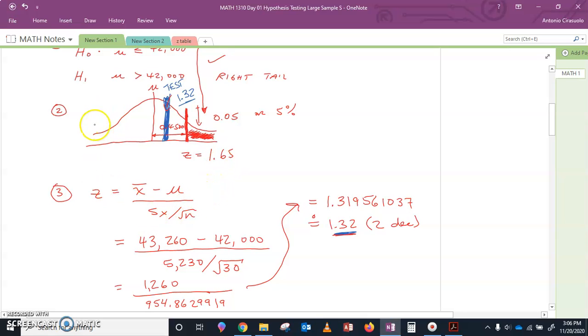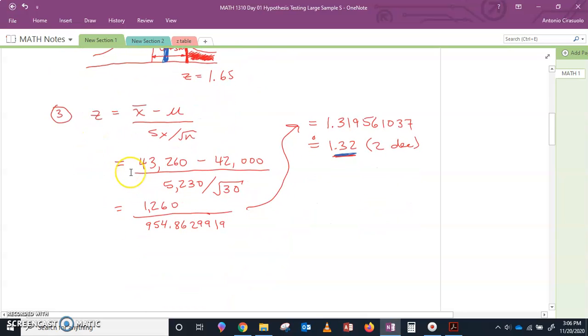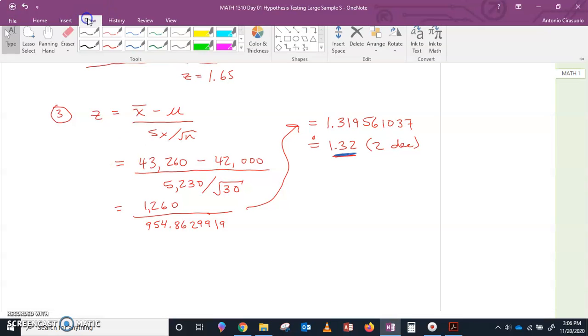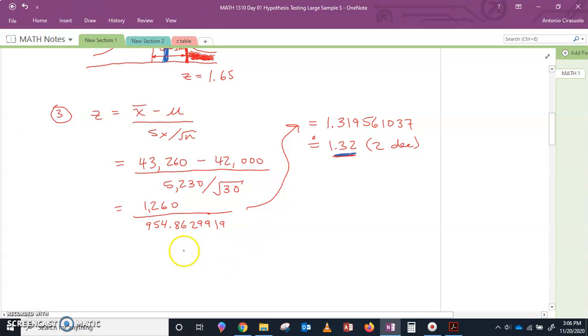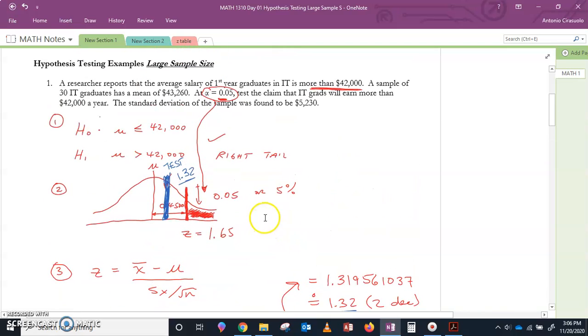So by making our decision, what is the decision that we make? Because that's the 4th step, to make the decision. And the decision in this case is do not reject. Now, what is it that we do not reject? We do not reject our null hypothesis. So let's take a look at our statement. We are not going to reject the statement. So we are going to accept that the mean is actually less than or equal to $42,000, is really what we're saying.